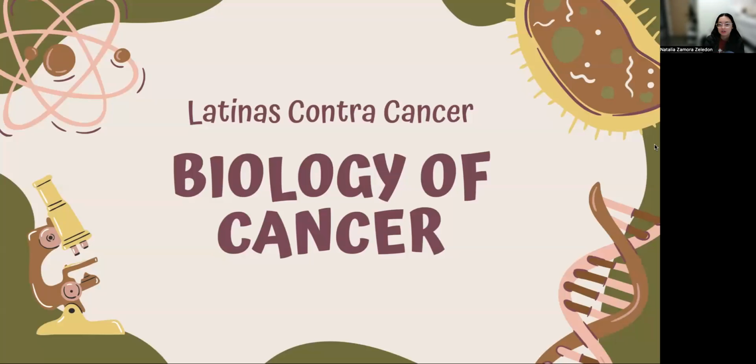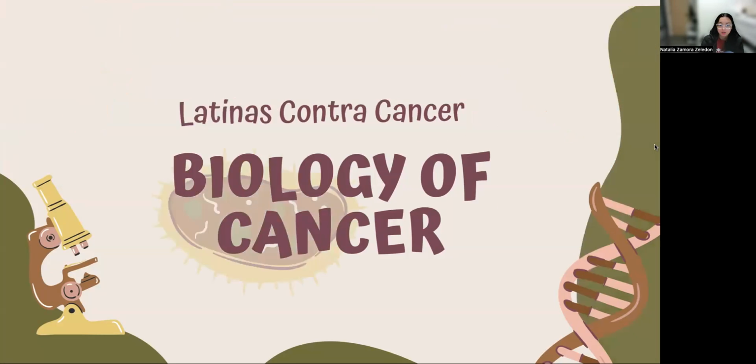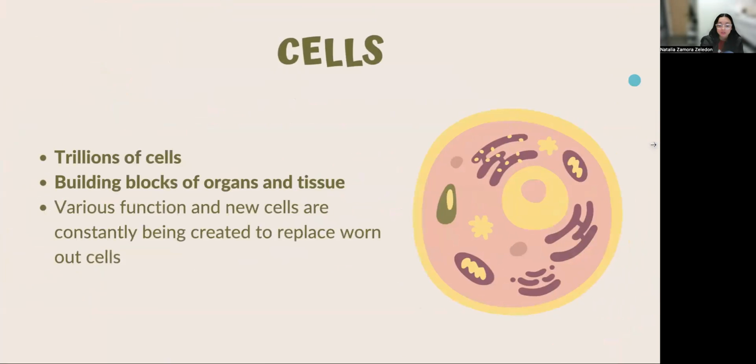So in this video, we are going to discuss the biology of cancer. So the human body is made of trillions of cells. Cells are really, really small and they make up everything we are and all of our organs.